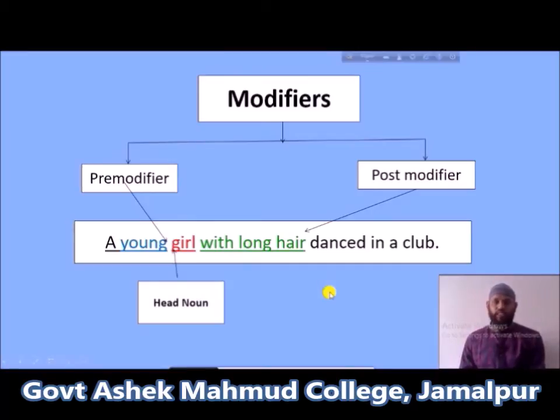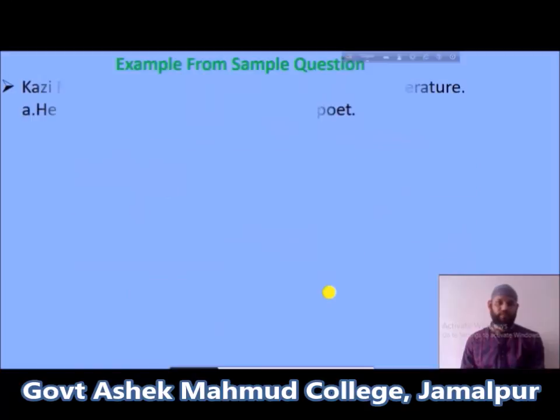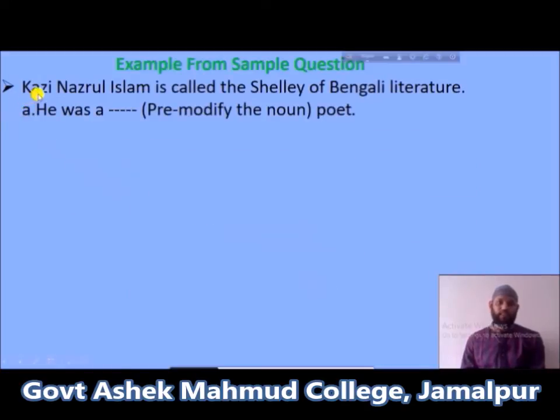Now dear learners, we will take some examples from the sample question which we have already seen, and we will try to analyze that very sample question and try to solve it by using the ideas we have just learned. Here you see an example has been taken from the sample question and it is written like this. Kazi Nazrul Islam is called the Shelley of Bengali literature. Here in A it is written: he was a poet.